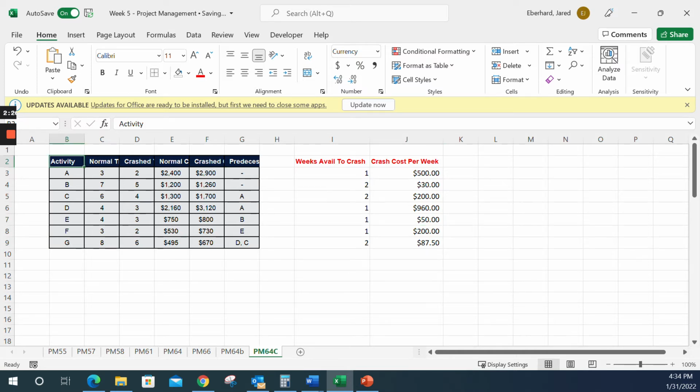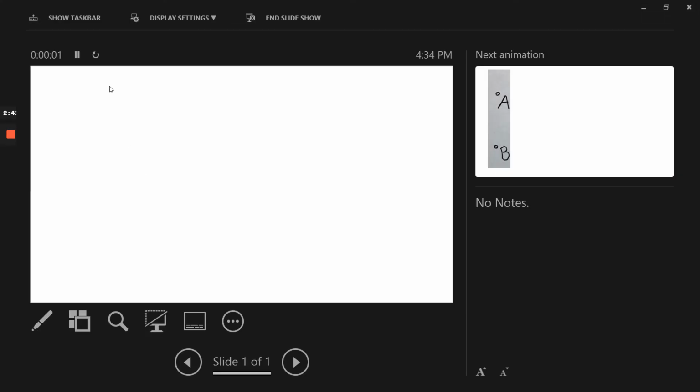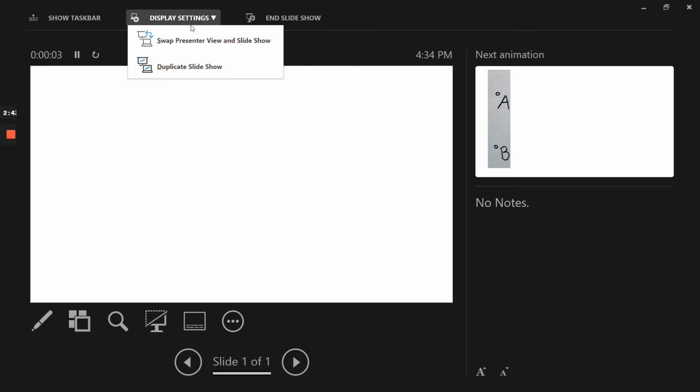Remember, when I map it out, I'm using the normal times along with the predecessors. I'm going to try to actually do this in front of you using some PowerPoint magic. Let's see if this works.